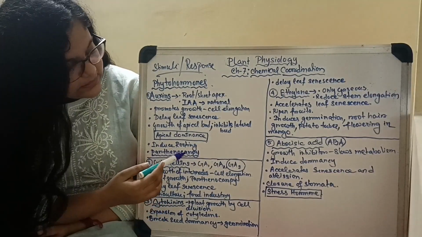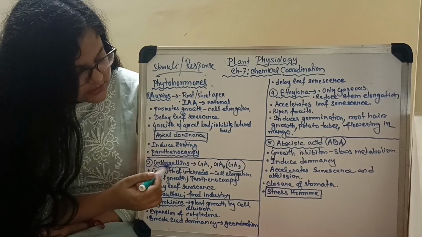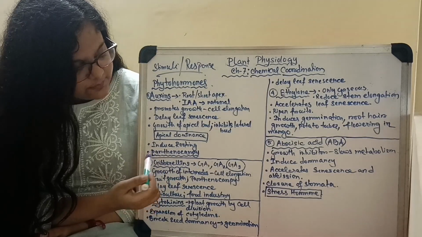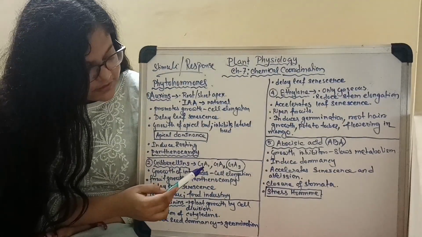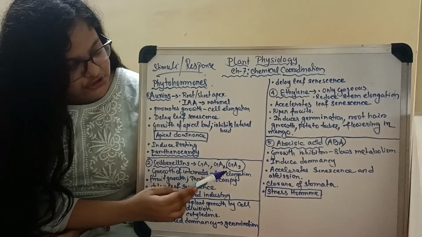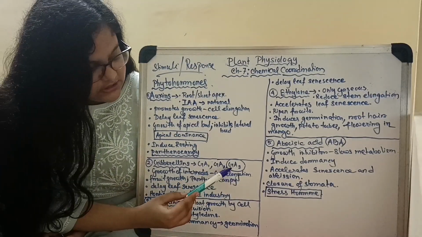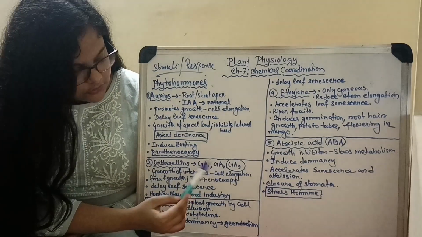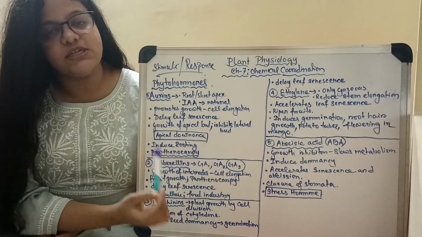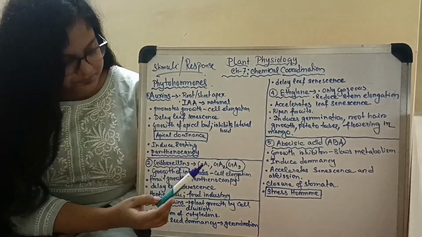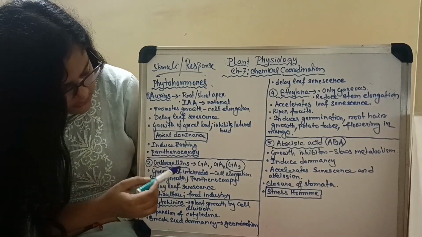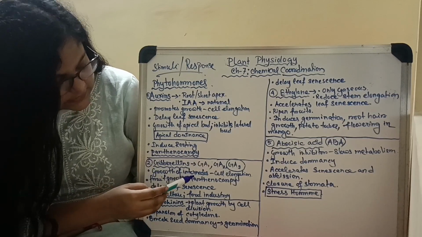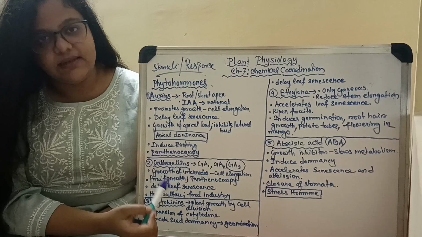Now next come the gibberellins. What are the gibberellins? Gibberellins are of many types like GA1, GA2, GA3, etc. But GA3 is the most important and the most researched gibberellin out of all of them because it is the most abundant in nature. What it does is that it helps in growth of the internodes also by cell elongation.